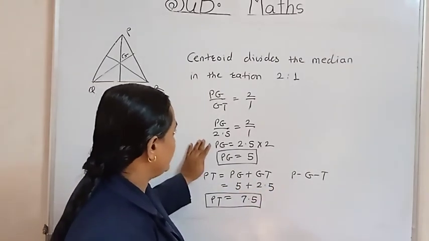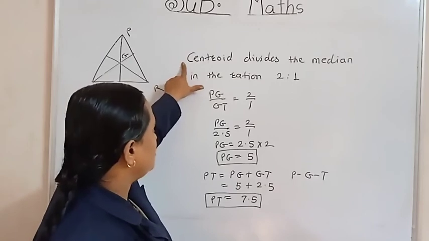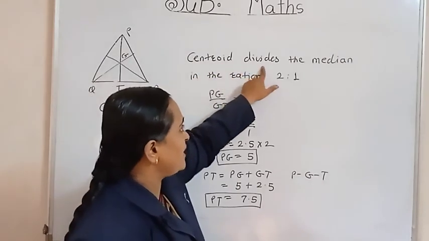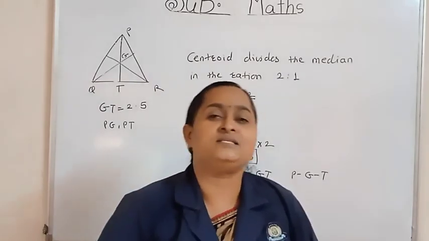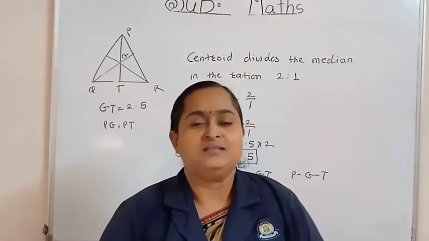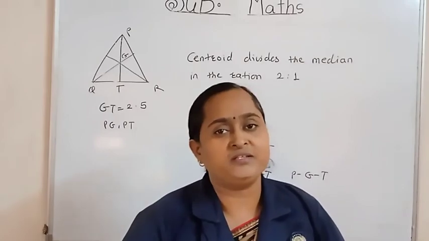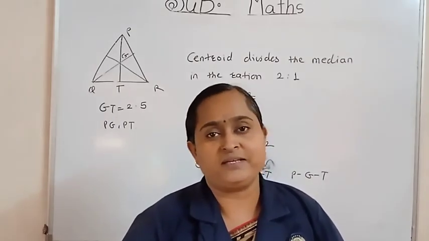This is also a very simple example. Only this property you have to use. Centroid divides the median in the ratio 2:1 and easily you will get the answer. This is about practice set 3.3. Only 4 questions are there in this practice set.